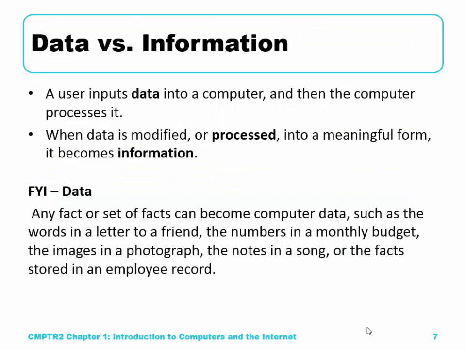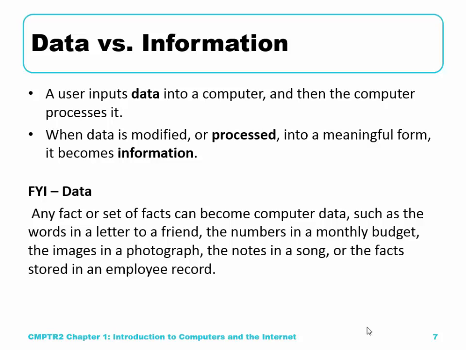A user inputs data into a computer and the computer processes it. Data is raw, unorganized facts. So what is data? Data is any text that you input, pictures, videos, anything that you input into the computer that hasn't been processed yet, just loaded. That's your raw data.